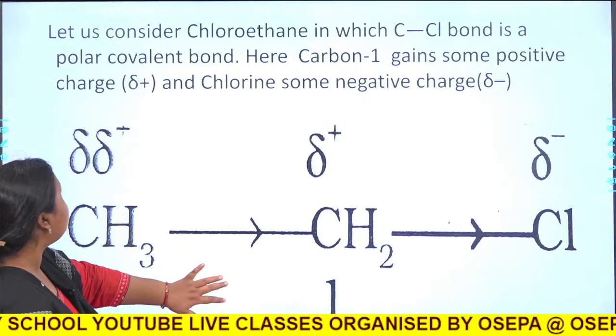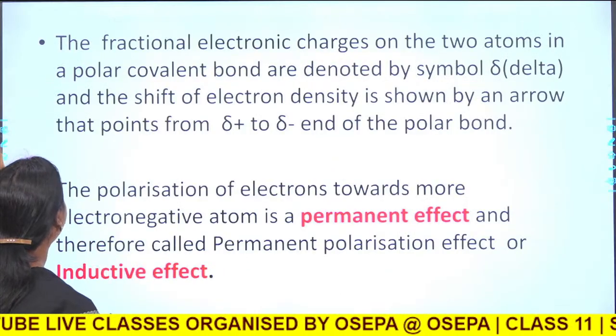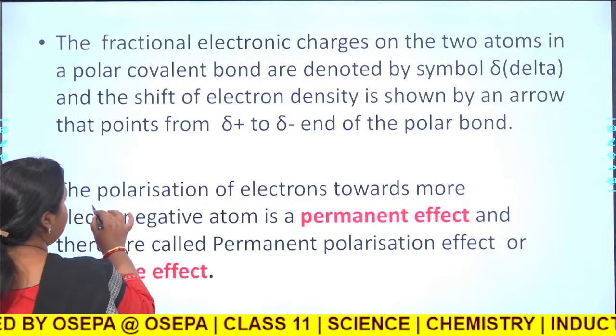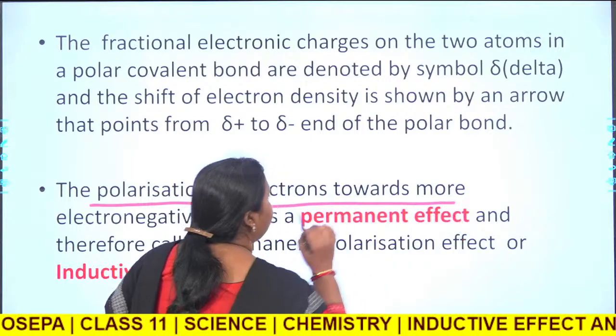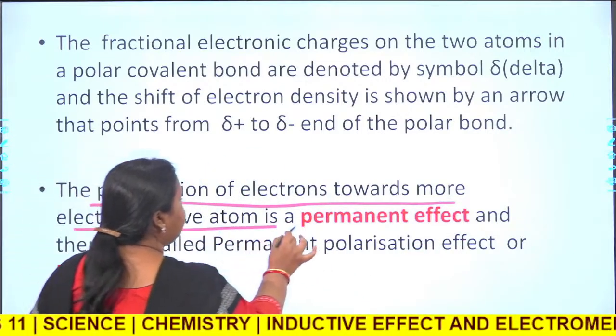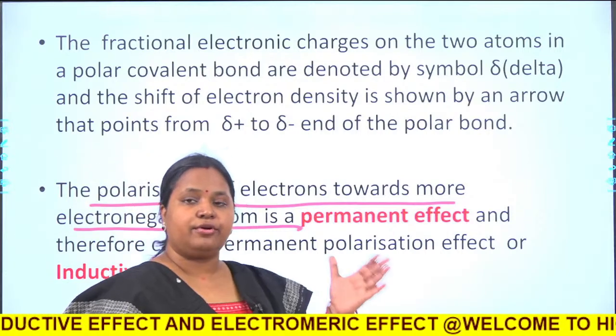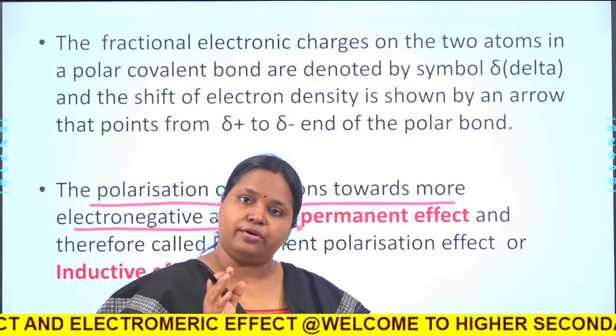Polarization of the covalent bond, right? The polarization of the electron towards the more electronegative atom. This is a permanent effect because chlorine's electronegativity is fixed, carbon's electronegativity is fixed.